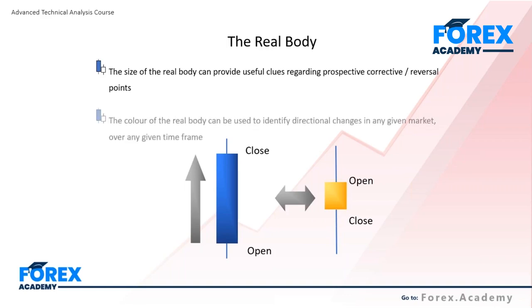Furthermore, the color of the real body can also be used to identify directional changes in any given market over any given time frame. You'll see in some illustrations that when we're dealing with a very clear uptrend, it makes sense that we are likely to see more blue candles than yellow candles. Likewise, when the market is trending down, the yellow bodies should outnumber the blue bodies. When markets are in a more consolidative, indecisive phase, it is likely that we will see a more even balance between bullish days as well as bearish days.